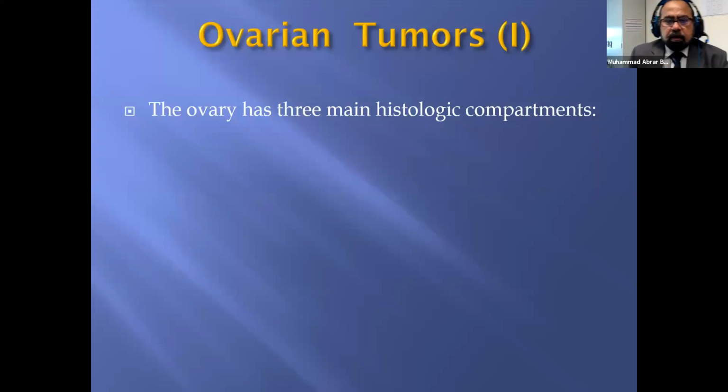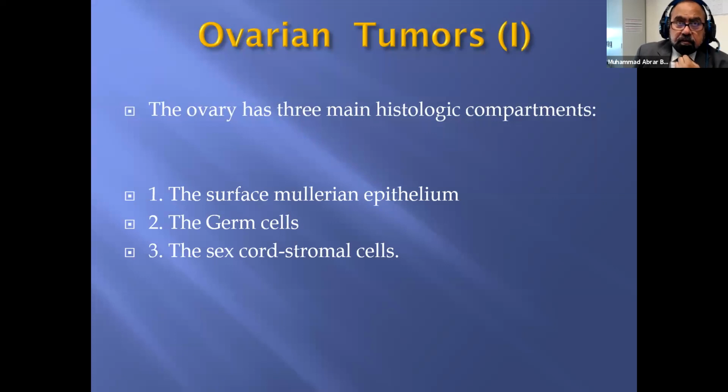As you all know, the ovary has three compartments. One is the surface Mullerian epithelium, which encircles the whole ovary. Then inside that we have germ cells, and then we have sex cord and stroma. So each and every compartment has its own tumor. Today we will be discussing the surface Mullerian epithelial tumors because the majority of the tumors come in this category. And then we have germ cell and sex cord stromal, which we will be discussing tomorrow.